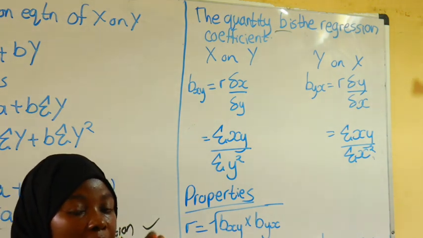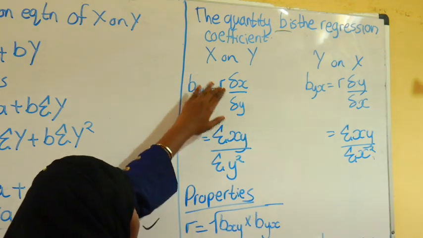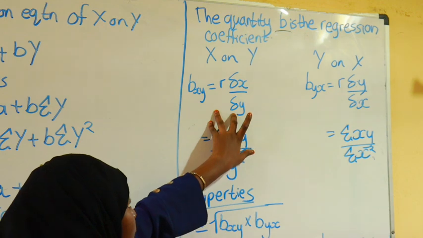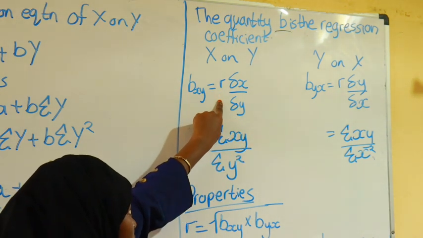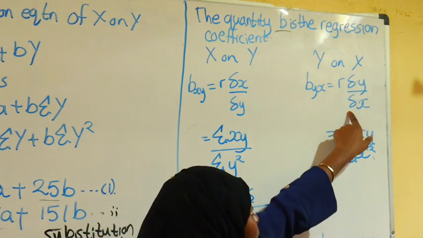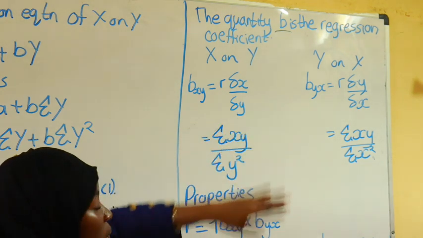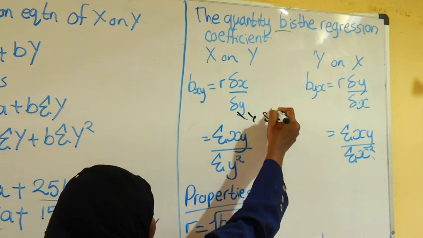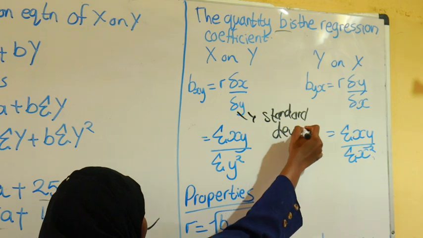So always remember the regression coefficient of x on y or y on x. If it is x on y, then bxy is equal to r sigma x over sigma y. Remember, small letter r is the correlation. And if it is y on x, it is r sigma y over sigma x. Okay? So when you simplify this equation, because you do not want to find the standard deviation, we say sigma shows you the standard deviation.